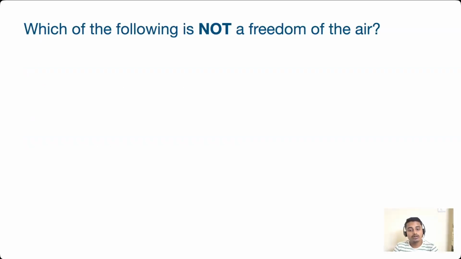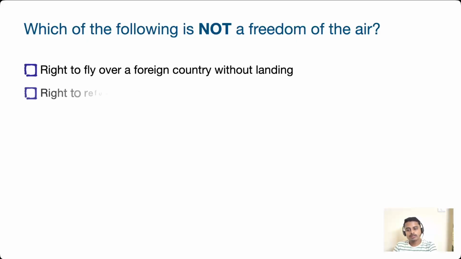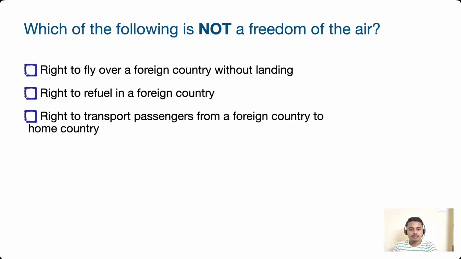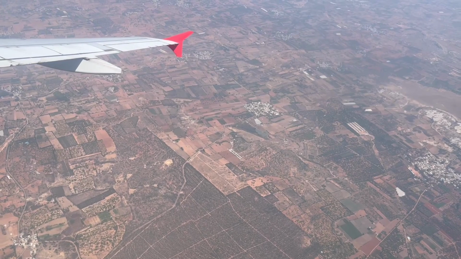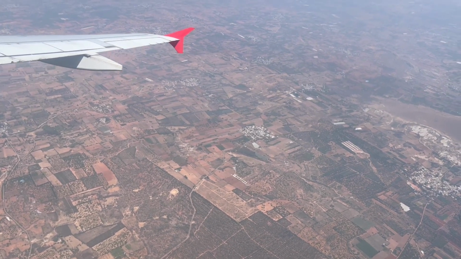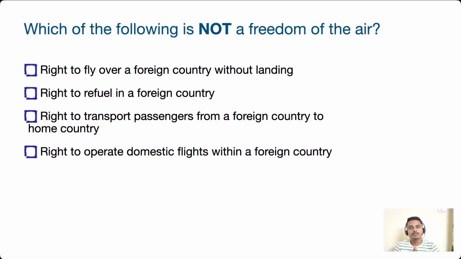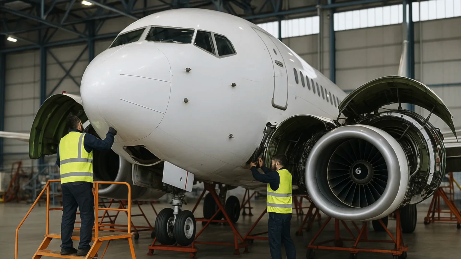Which of the following is not a freedom of the air? So freedom of the air is a very important topic, and you should know all the freedoms of air. Right to fly over a foreign country without landing, right to refuel in a country, right to transport passengers from a foreign country to home country, or right to operate domestic flights within a foreign country. So if you remember, the first freedom of air says that an aircraft can fly over another country without landing. That's the first freedom of air. Second freedom of air was that the aircraft can land for technical purposes only, which is maintenance or refueling.